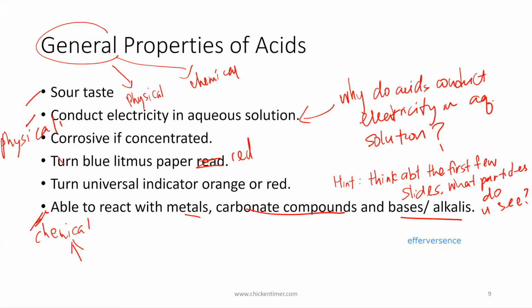Why do acids conduct electricity? When they dissolve in water, they produce H+ ions. For example, HCl, hydrochloric acid, will dissolve in water to produce H+ ions and chloride ions. These H+ ions and chloride ions are mobile. They can move within the solution. Because they are ions, they can carry charge, so they conduct electricity. That's why acids conduct electricity.